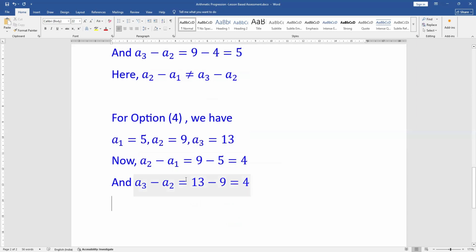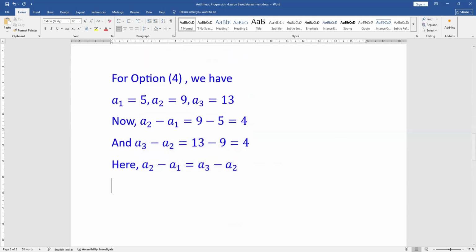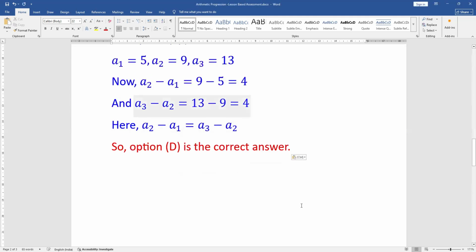So what we observe here: a3 minus a2 is equal to a2 minus a1. We can also write it like this: a2 minus a1 is equal to a3 minus a2. So this is an arithmetic progression. Which is the correct option? Option D is the correct option.